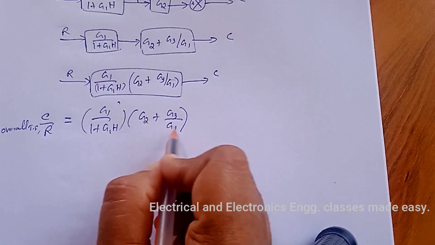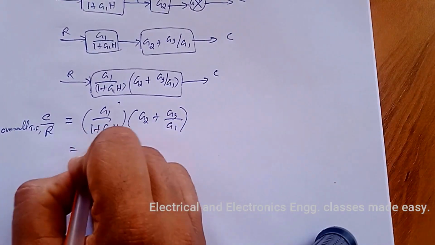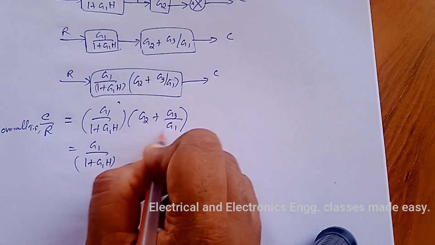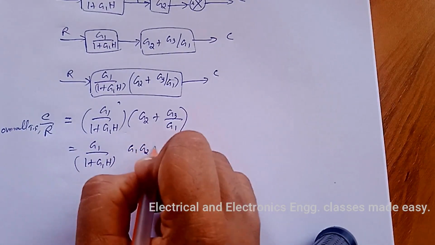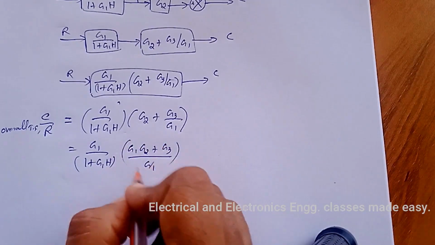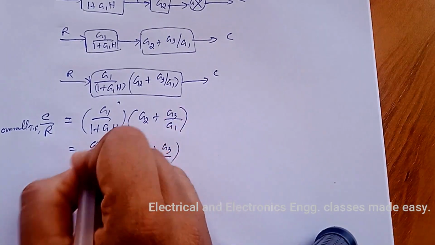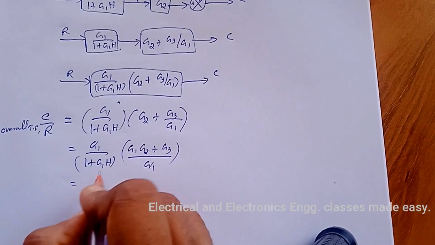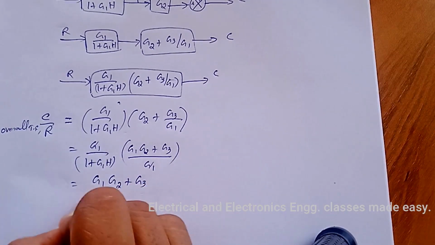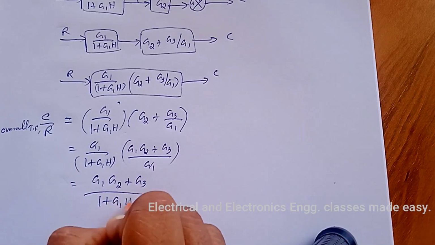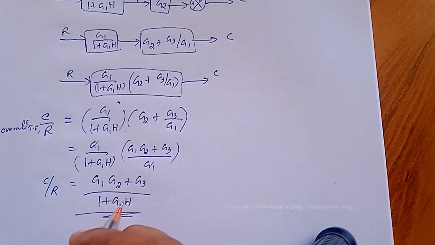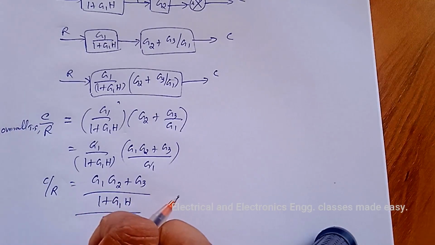Here we can take the LCM, that is G1 divided by 1 plus G1H into here G1 G2 plus G3 divided by G1. We can cancel these G1, then we get G1 G2 plus G3 divided by 1 plus G1H. So this is the overall transfer function of the given block diagram.